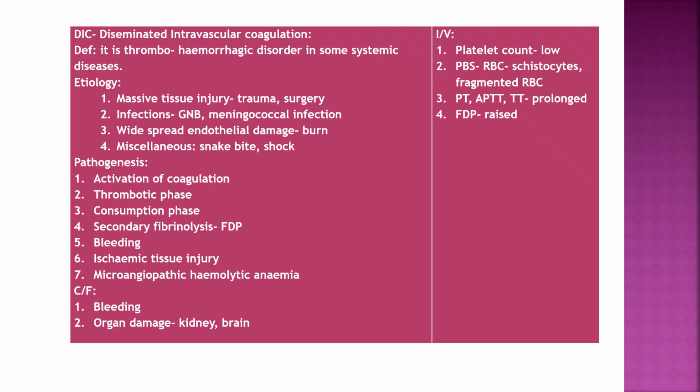So investigation profile: platelet count is low, PBS shows RBC schistocytes, fragmented RBCs. Then coagulation profile like PT, APTT, TT are prolonged and FDP is raised, that is fibrinogen degradation products raised.